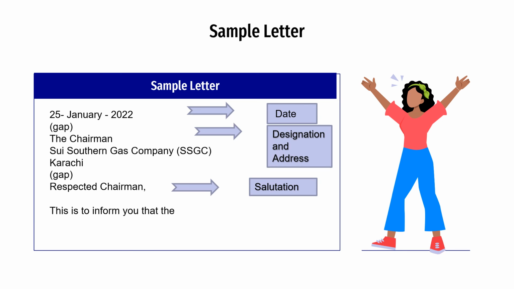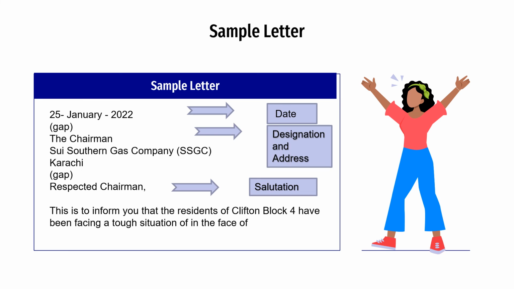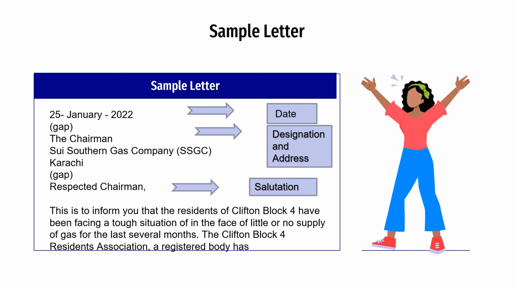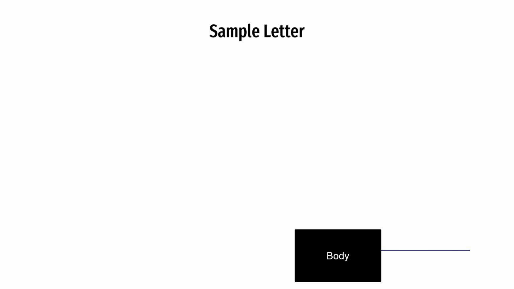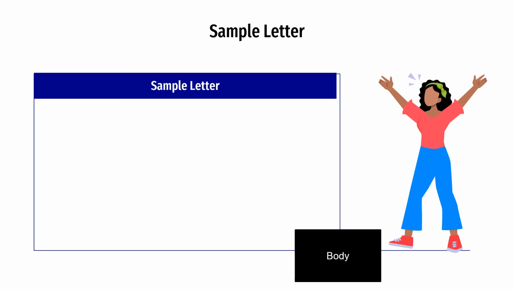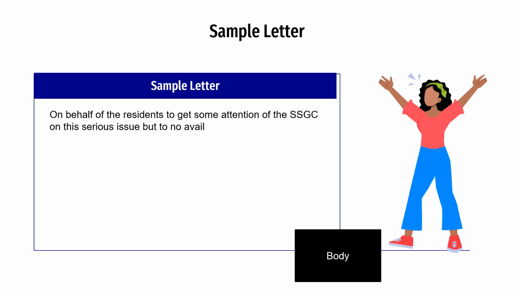After salutation, we will start with our introductory paragraph. This is to inform you that the residents of Clifton Block 4 have been facing a tough situation in the face of little or no supply of gas for the last several months. The Clifton Block 4 Residents Association, a registered body, has repeatedly tried on behalf of the residents to get some attention of the SSGC on this serious issue, but to no avail.